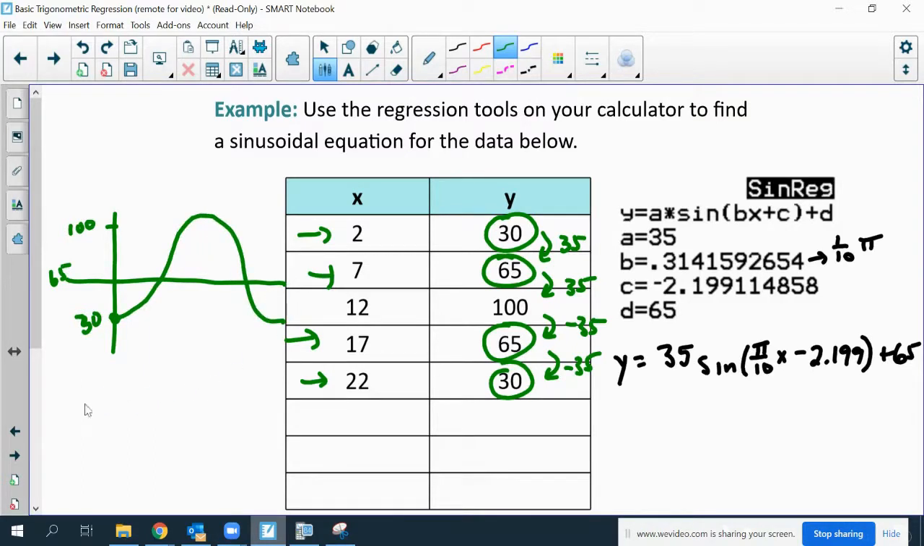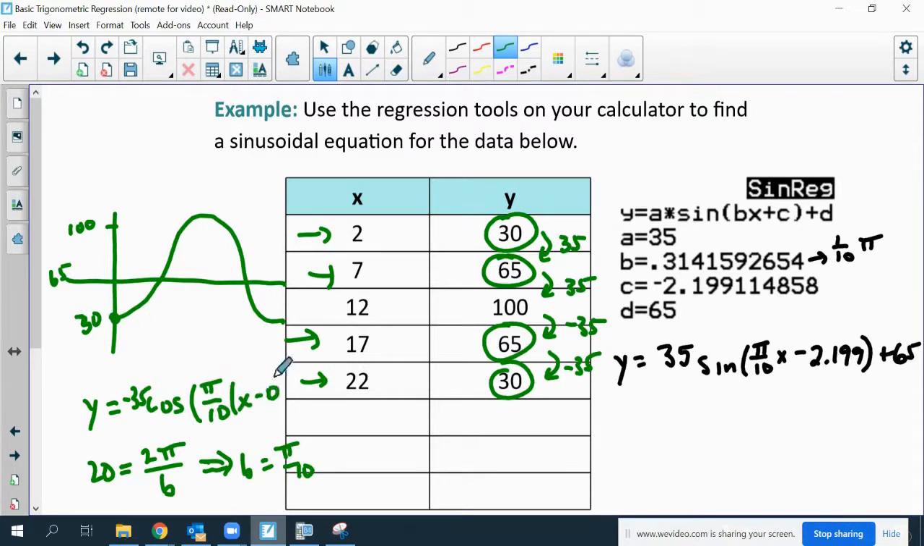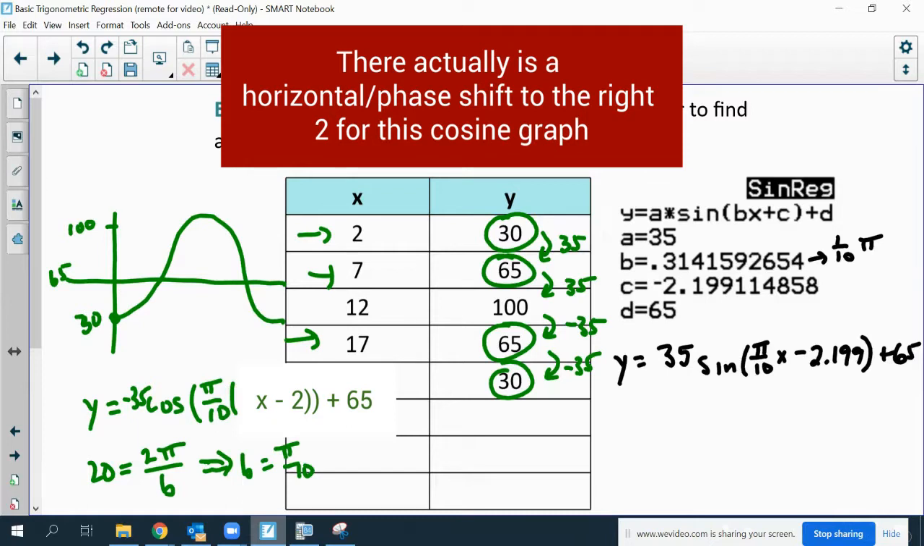This looks a whole lot like a negative cosine graph. Negative cosine, now I would need negative 35 cosine, and then what's the period? The period appears to be 20. So if the period is 20, that's equal to 2 pi over b. So b must equal pi over 10. And then I have no horizontal shift for this. And then I have plus 65, that'd be my vertical shift.